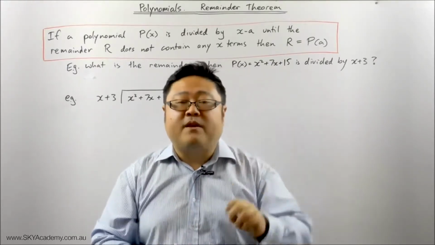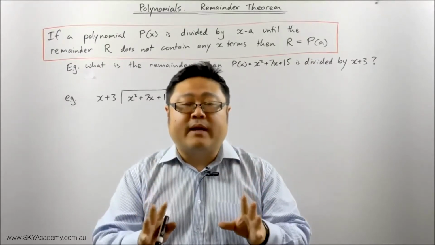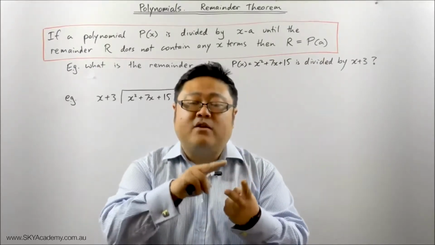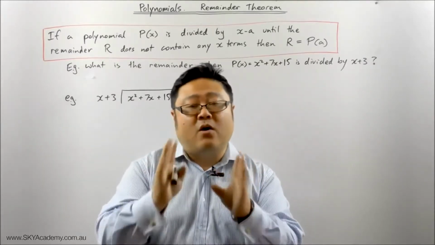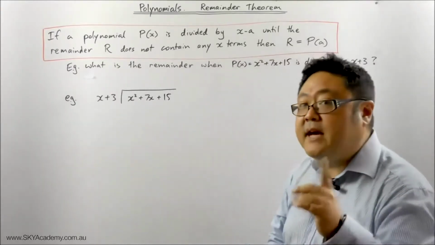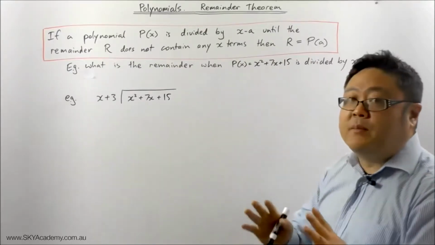So the two important theorems that we're going to be looking at when it comes to polynomials are the remainder theorem and the factor theorem. And this particular episode focuses on the remainder theorem. And this is how the remainder theorem works, and this is what the remainder theorem is.